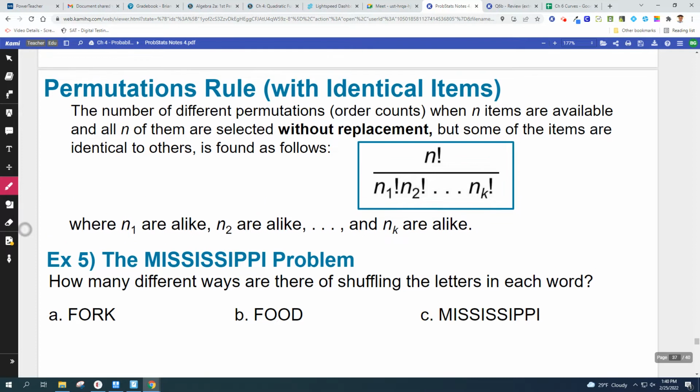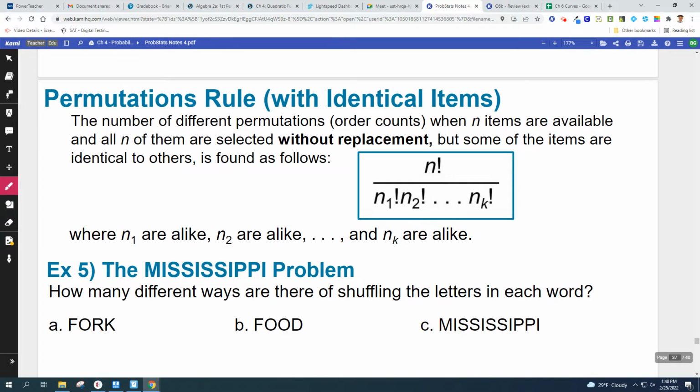All right. Permutations rule with identical items. Some of you that have had my class before might remember the word indistinguishable.